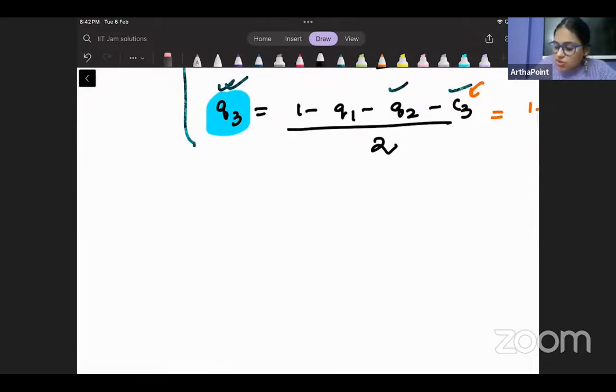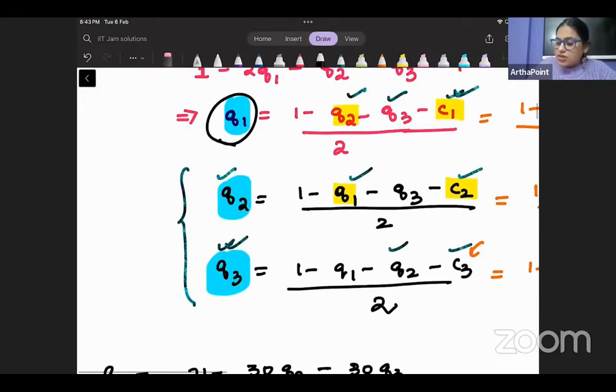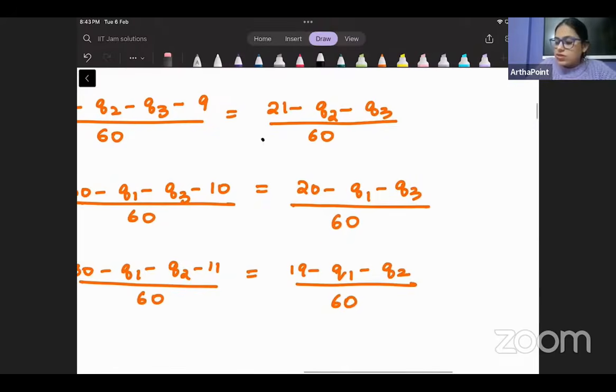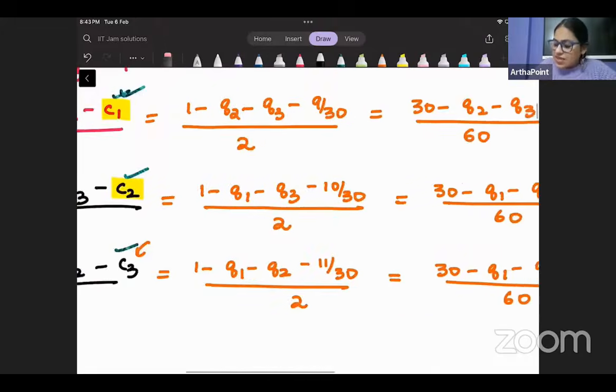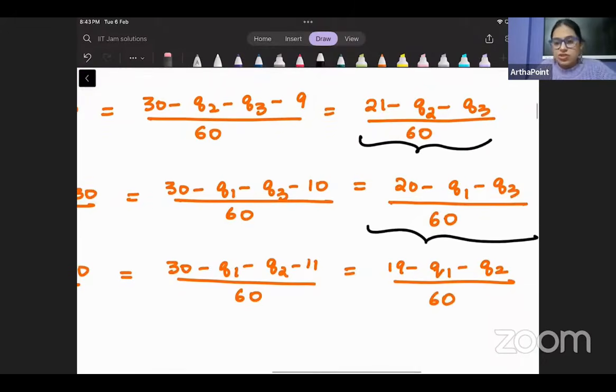तो बच्चे, what are the equations I have got? मेरा पहला equation आ गया Q1 is equal to 20 minus 30 Q2 minus 30 Q3 by 60. ये हमारी पहली equation आई है, that Q1 is equal to this. ऐसे ही I have got Q2 is equal to this. तो I will just write this down.